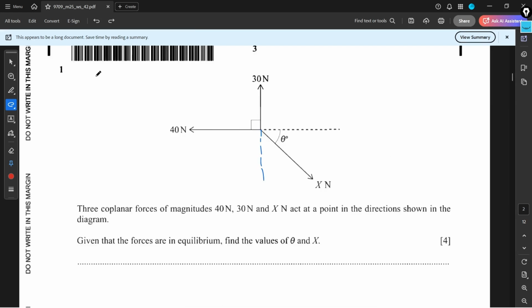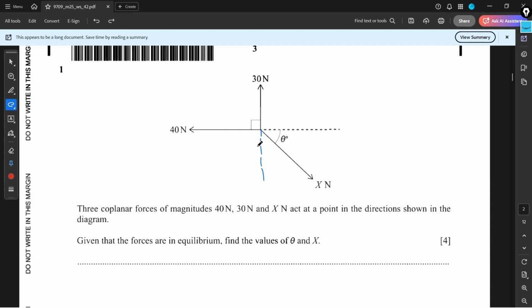So for the first question, we have three coplanar forces of magnitudes 40 newtons, 30 newtons, and x newtons acting at a particular point in the directions as shown in the diagram. Given that all these three forces are in equilibrium, we have to find the values of theta and this value of force, that is x newtons. So this is a very repetitive question that we get in M1.